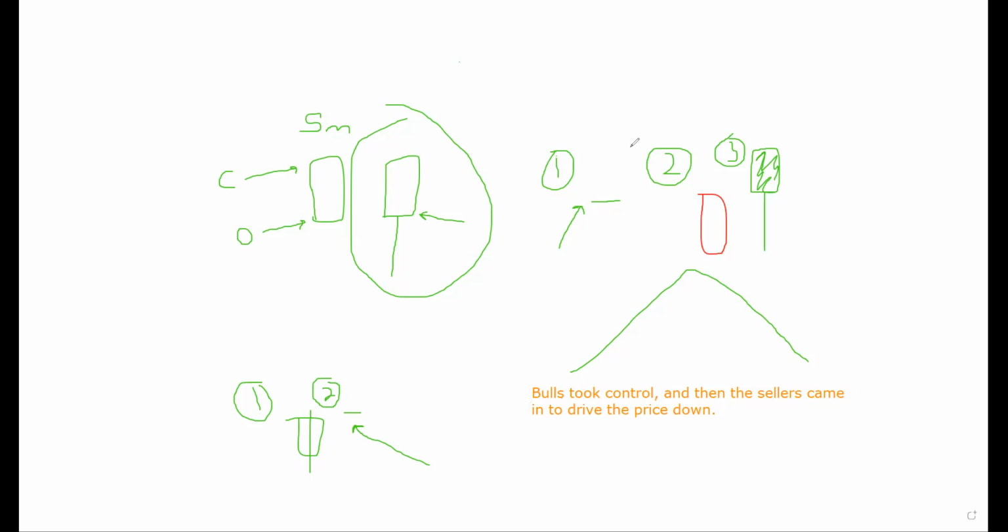As soon as the sellers drove the price down, the buyers came back in to buy up the stock, thus creating that long wick. Make sense? Buyers came in to drive the price up, creating a long lower wick. When you see a candle like this, right?